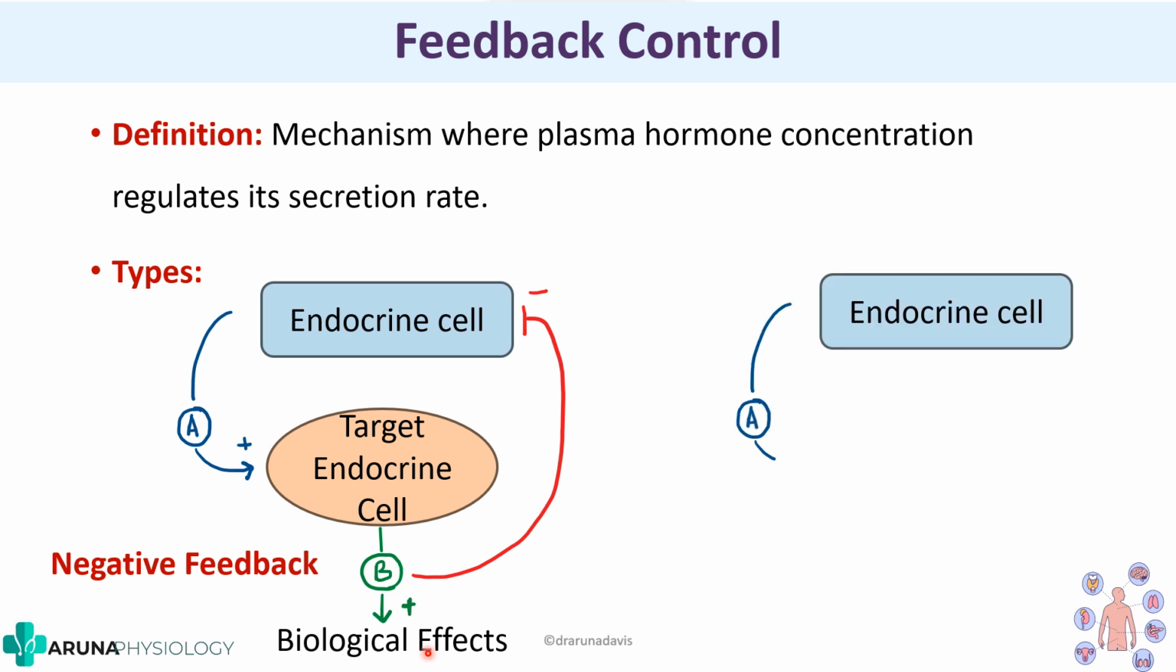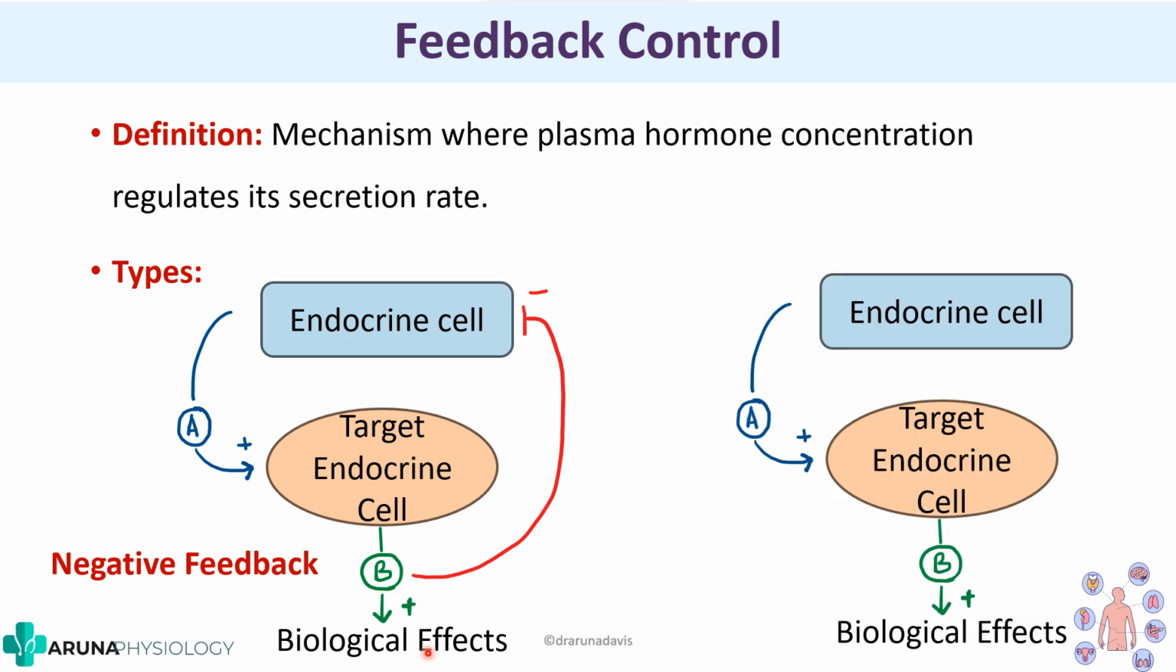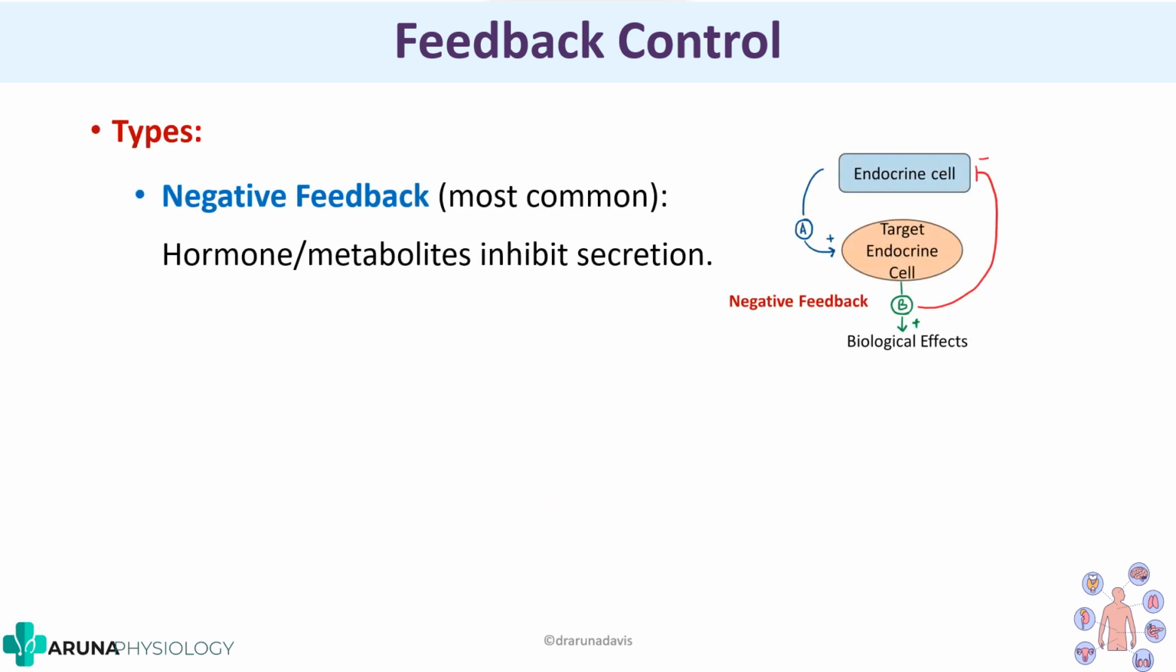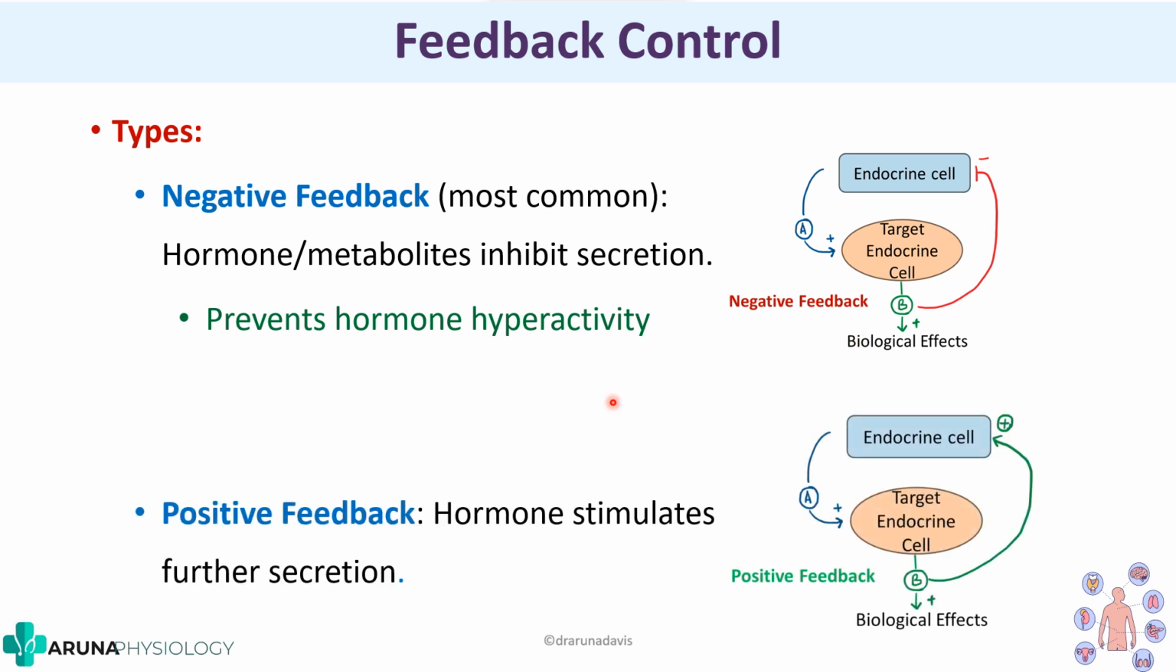Whereas if the same hormone B acts in such a way that it is stimulating its own production, then it is called positive feedback. So basically we've got two types of feedback control. One is negative feedback and the other is positive feedback. Negative feedback is the most common type, in which the hormone or the metabolites will inhibit its own secretion. This is most common because it helps to prevent hormonal hyperactivity. Once the role of the hormone is done, you want the hormone to go back to its normal levels. So that is why we have this negative feedback loop. But in some conditions, you can have a positive feedback in which the hormone stimulates further secretion.